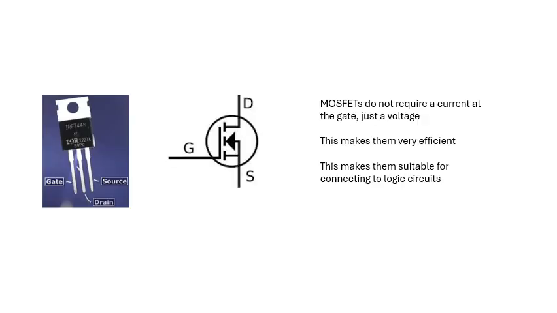So MOSFETs do not require a current at the gate, just a voltage. That makes them very efficient, and it makes them suitable for connecting to logic circuits.